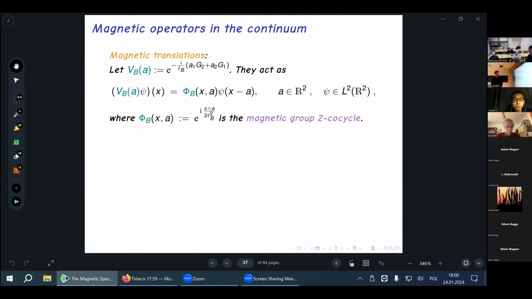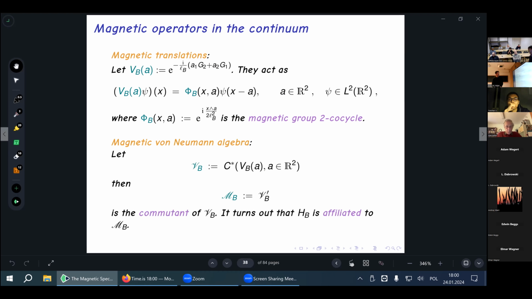Because G1 and G2 are symmetries of the Landau Hamiltonian, I can construct this unitary operator. I can just exponentiate these guys, and these just realize the magnetic translation. It's just a computation. I would like to condense this phase factor with this notation, and this provides a magnetic group 2-cocycle.